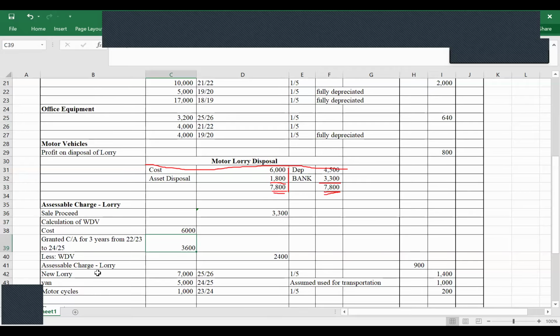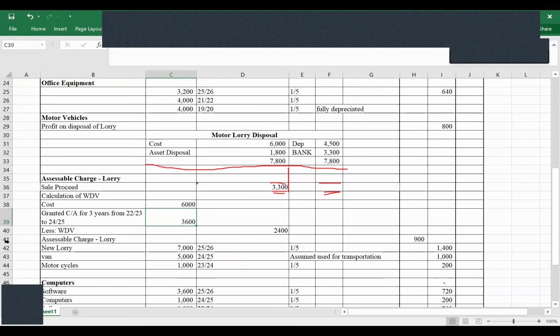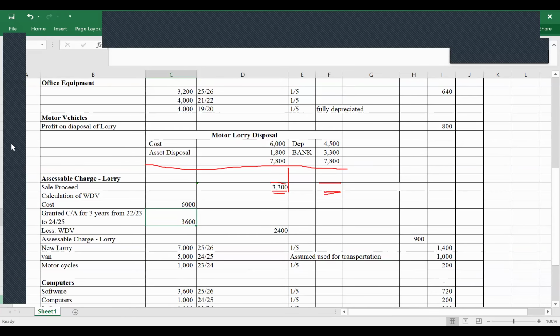So this is how we are calculating gain or a loss. Since the written down value is lesser than the sale proceed, there is a profit. If the written down value is higher than the value amount they received, then there will be a loss. If it is a loss, we have to mention it under minus column. So this is how we calculate the profit or a loss of the disposed asset.